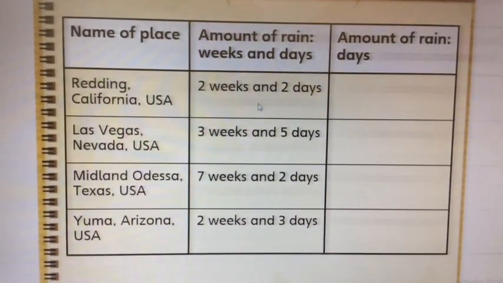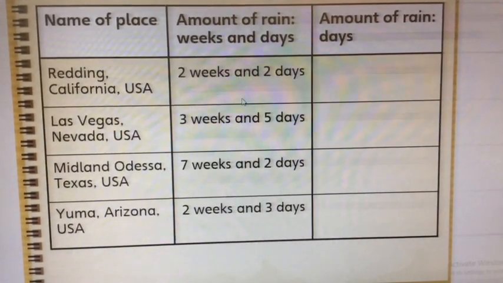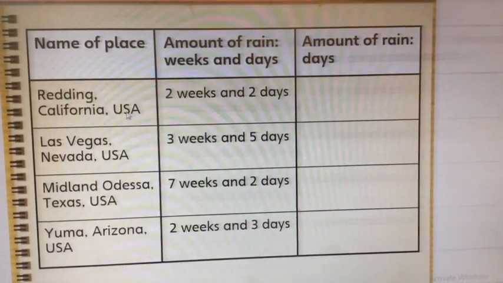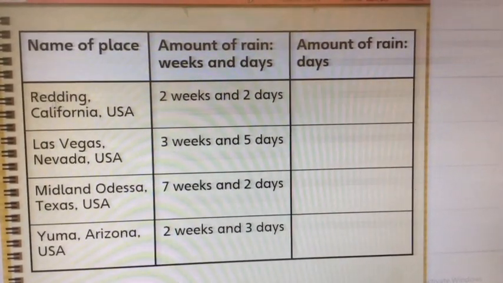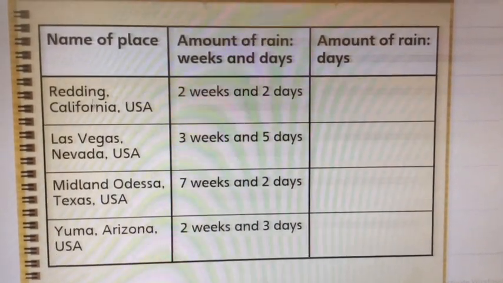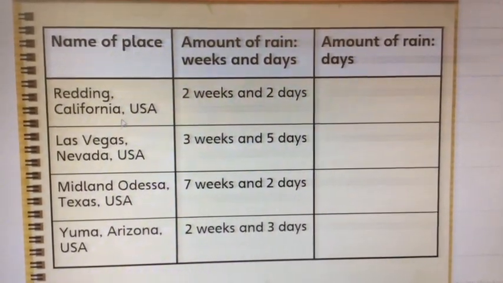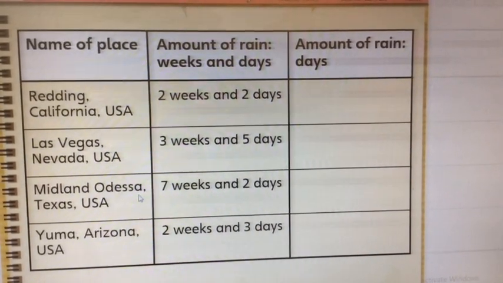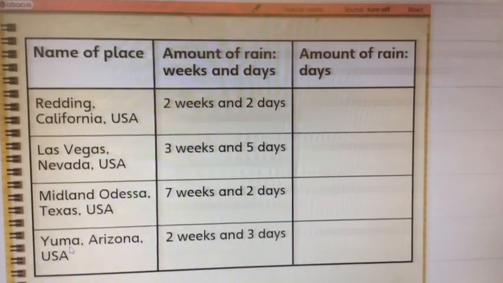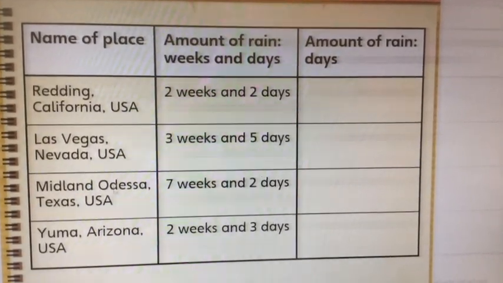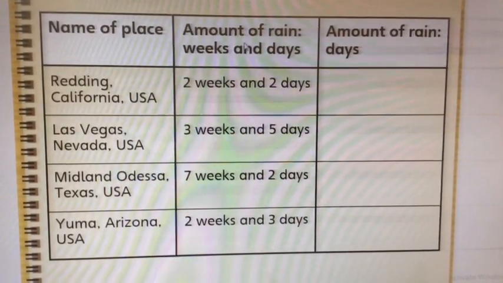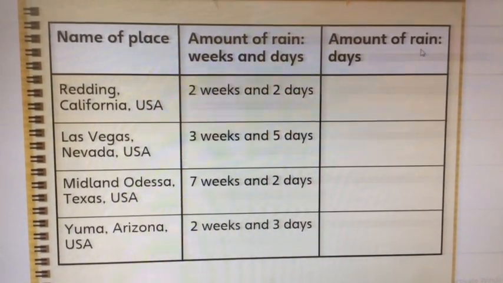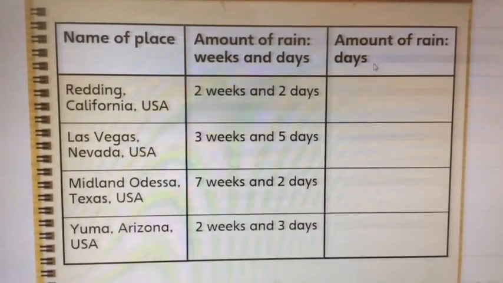Now here's a table of information all about the amount of rain different places in the United States of America have. So there's Redding, not our Redding, but the Redding in California, USA. Las Vegas, Midland, Odessa, I don't know how to say that, and Yuma, Arizona. Now in the table they've given us the amount of rain in weeks and days, but we're going to convert it to amount of rain in just days.